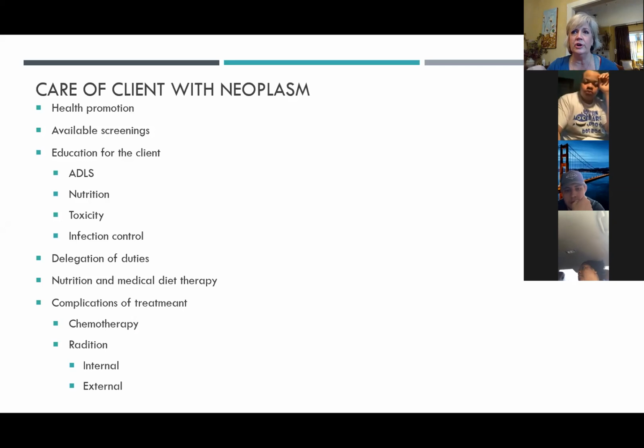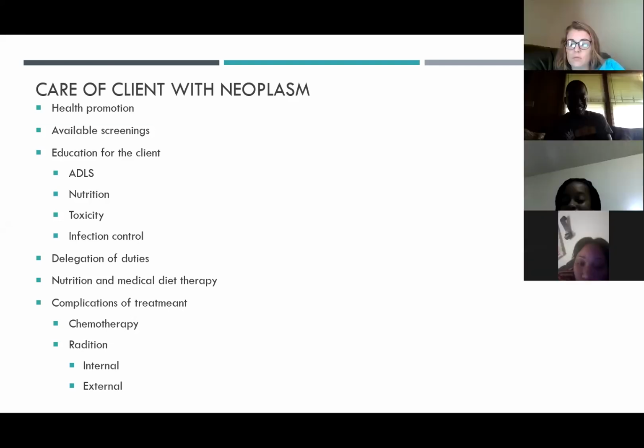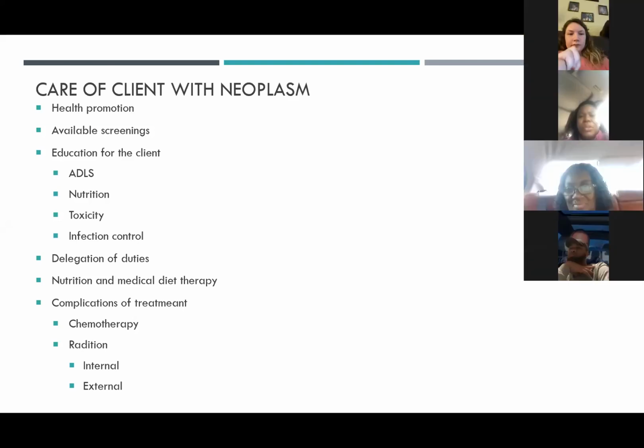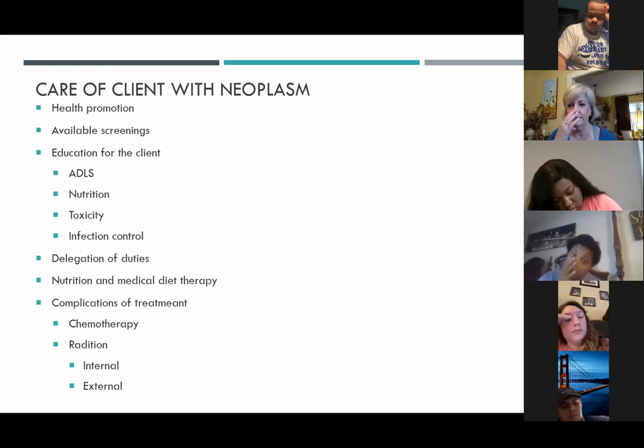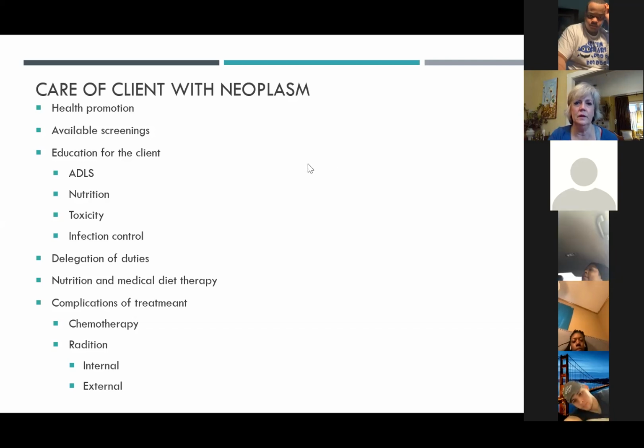Then radiation, internal and external. We talked about the ALARA, but for external radiation, you have dry desquamation and wet desquamation. What's the difference? Who's raising their hand? One's dry, one's wet. One's dry and one's wet, but the wet one has skin breakdown, right? Yeah. Okay, so that's the difference. All right.